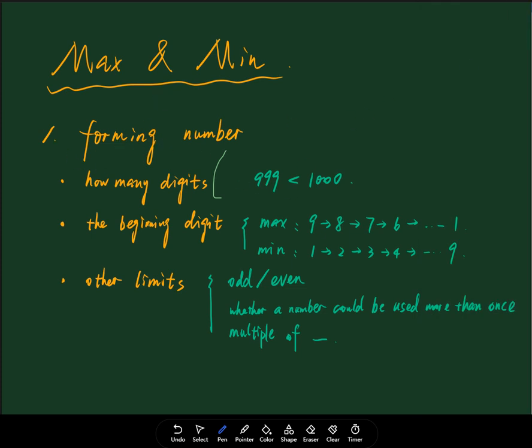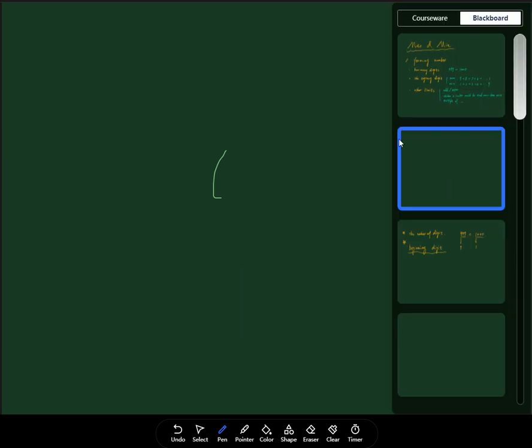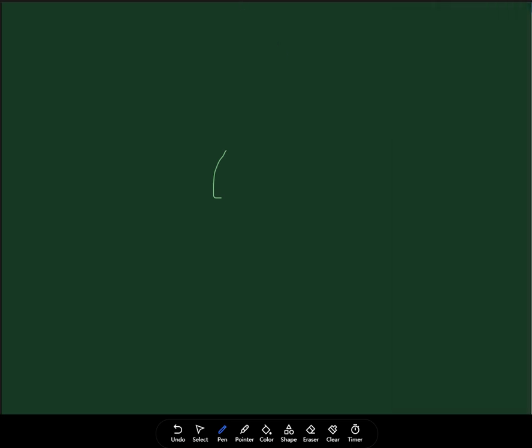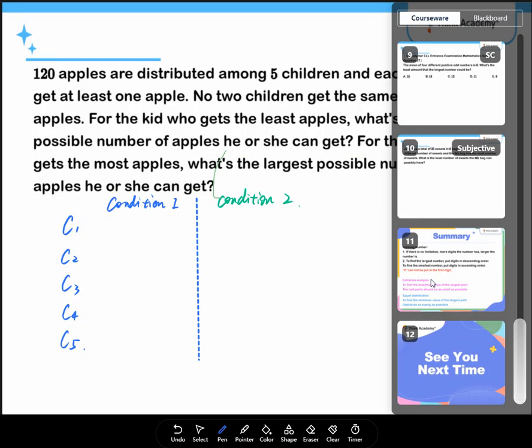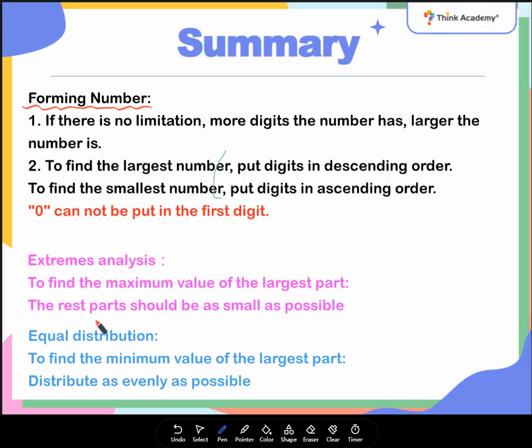But more importantly, or maybe more difficult, is the second kind of question, which has something to do with some real minimum and maximum questions. It's about distribution.